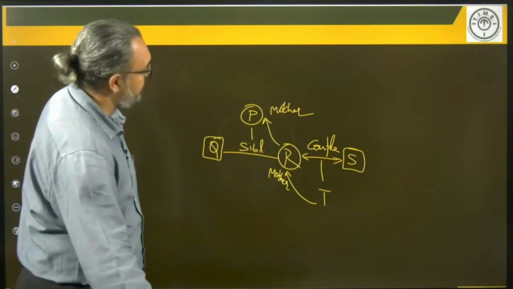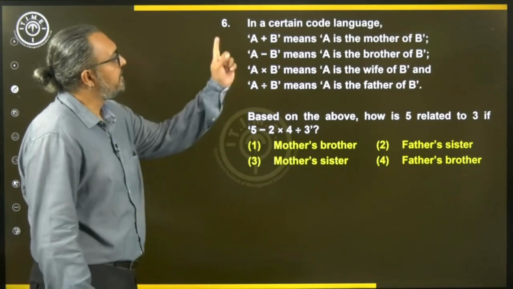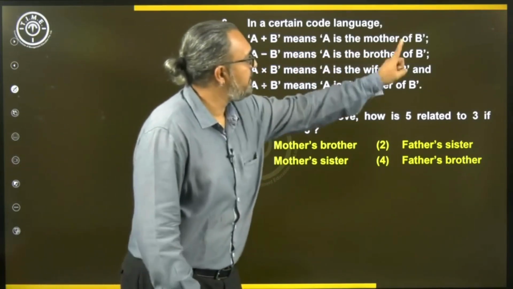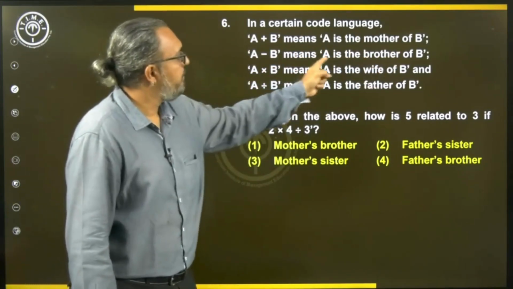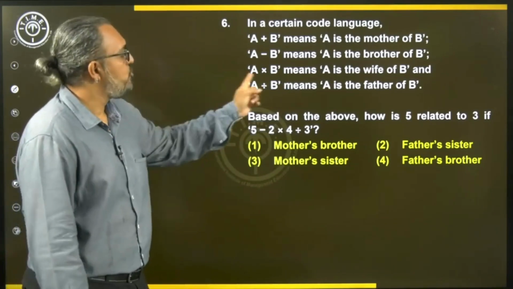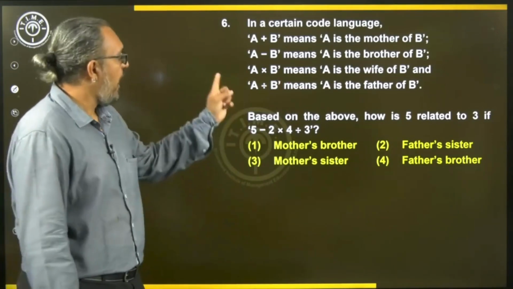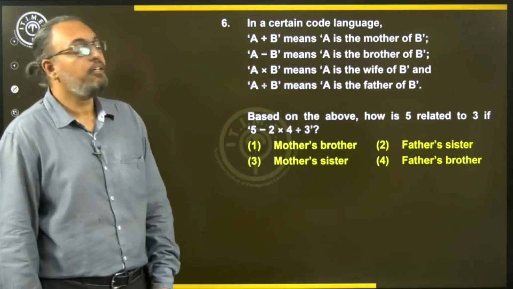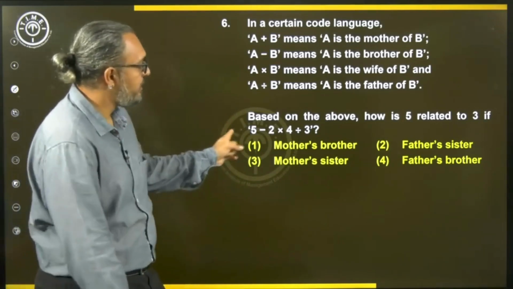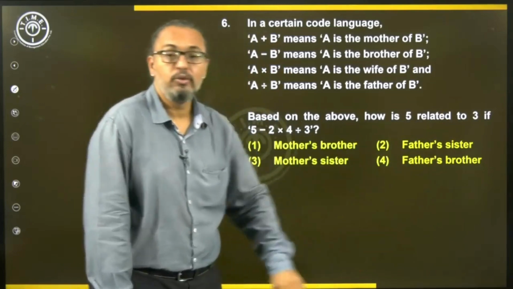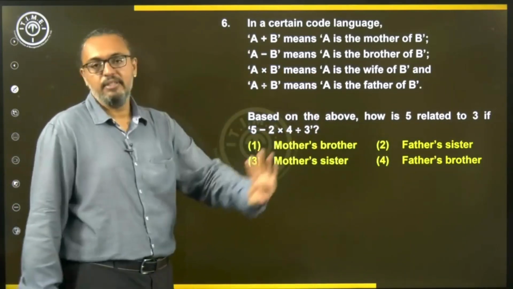Then next, again in a certain code language, A plus B means A is the mother of B, A minus B means A is the brother of B, A into B means A is the wife of B, and A divided by B means A is the father of B. And then he says, based on the above, how is 5 related to 3 if, and you have this expression.